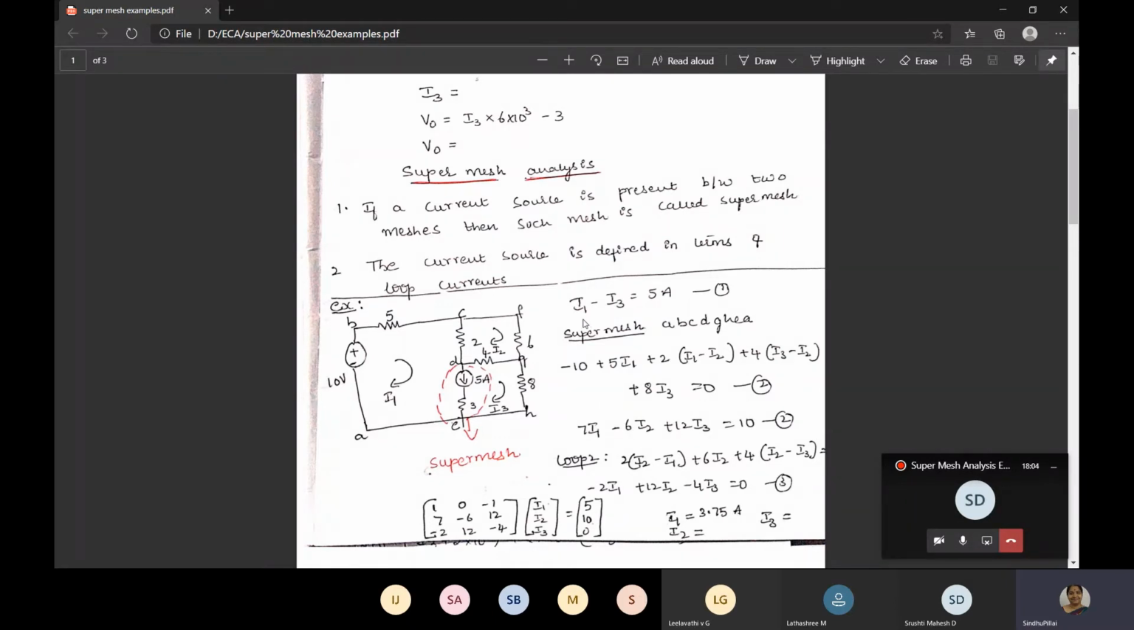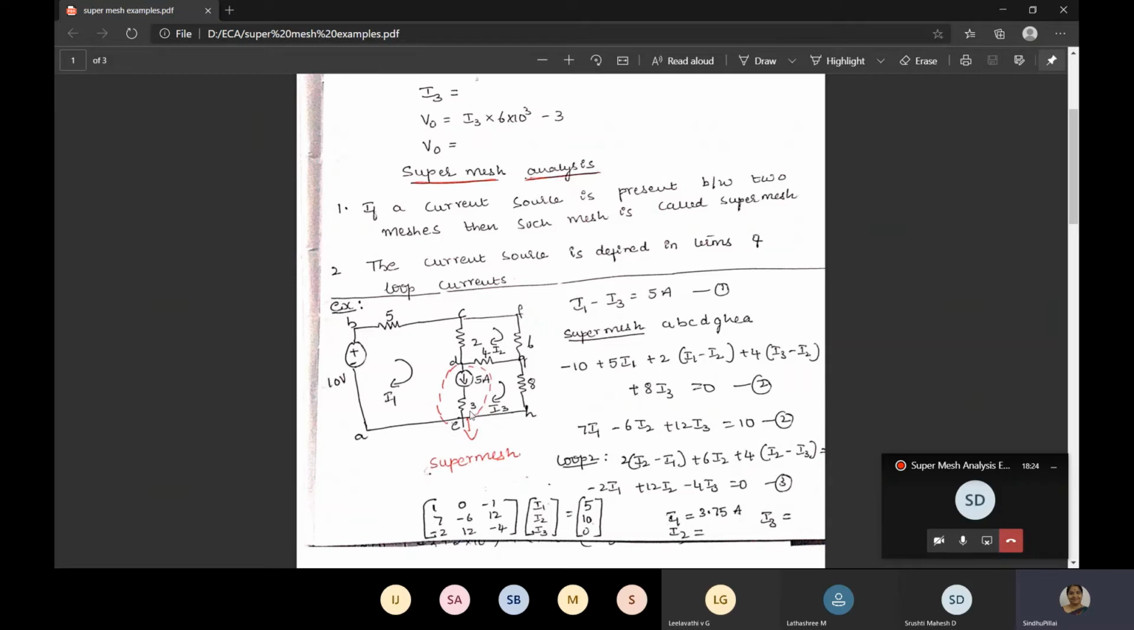Why did I write I1 first? Because I1 is in the direction of 5 amps. I3 is against 5 amps. Okay, it is going against 5 amps and I1 is in the direction of 5 amps. So I1 is written first. So I1 minus I3 is equal to 5 amps is the first equation.